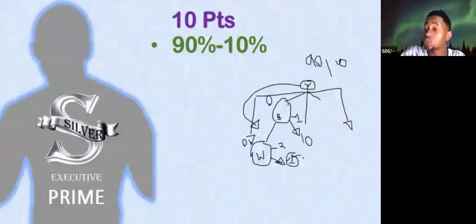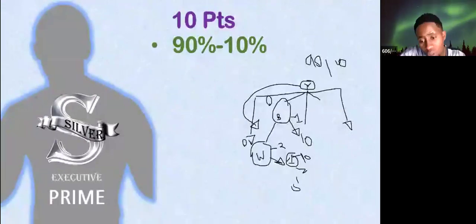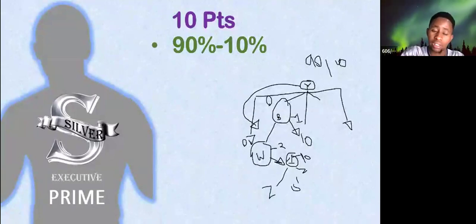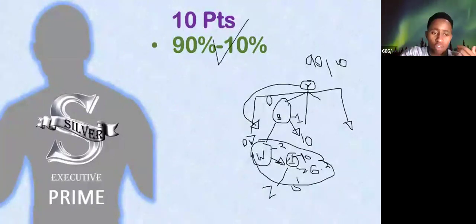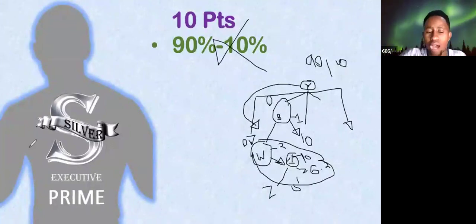If he does 2 points, you still qualify for prime rank. If he does 5 points, you still qualify. If he does 7 points, you still qualify. If they do 50-50, still qualify. But if this leg does 0.2, you won't qualify for a prime rank. If you're a silver executive, you won't qualify for a prime rank. I'm hoping that is well understood.